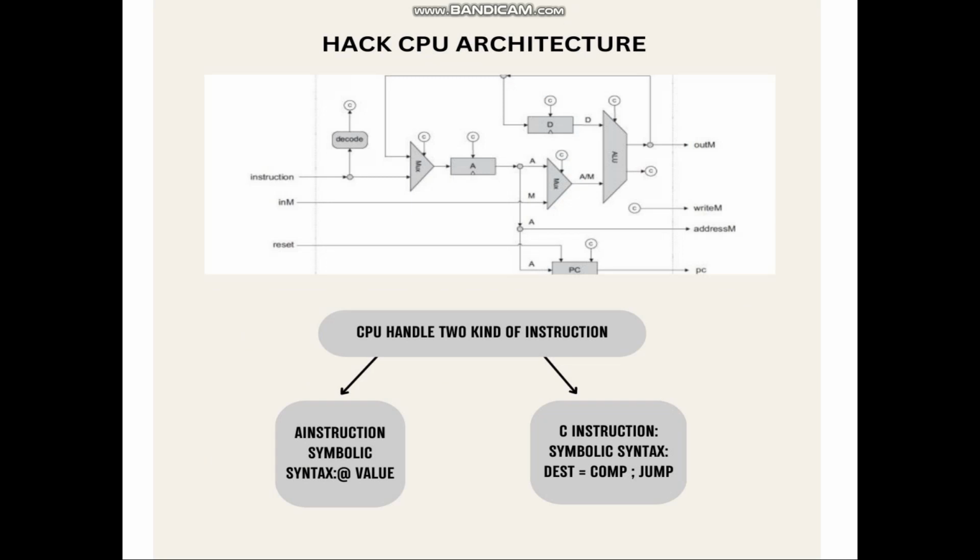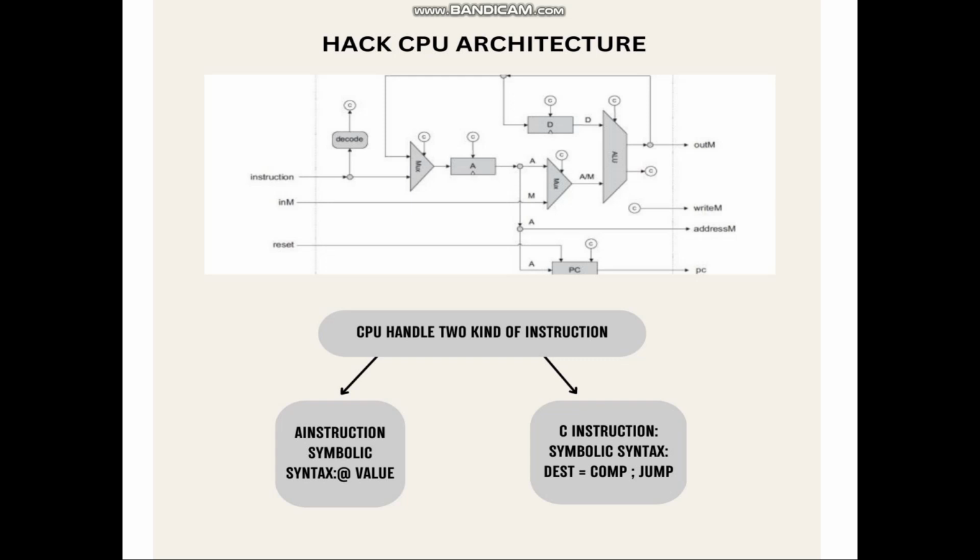The instruction register receives a 16-bit instruction that specifies the operation to be performed by the CPU. The reset input is used to reset the program counter to its initial value. The instruction is passed through a series of multiplexers and logic gates to control the flow of data and control signals throughout the CPU. Over here, we discuss the 16-bit instruction.